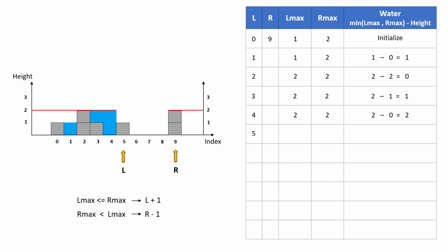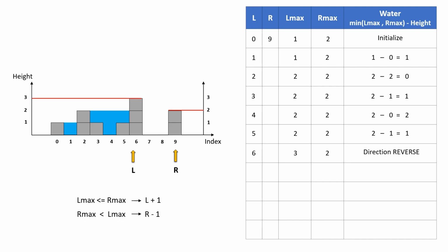Now the left pointer becomes equal to 5. At the fifth index, my Lmax still remains equal to 2 and my Rmax still remains equal to 2. The total water that can be trapped would be equal to 2 minus 1, which is 1. We can trap a total of 1 unit of water at the fifth index. Similarly, like previously, Lmax equals Rmax, so we increment the left pointer. Now at the sixth index, my Lmax gets updated to the value of 3, but my Rmax still remains at the value of 2.